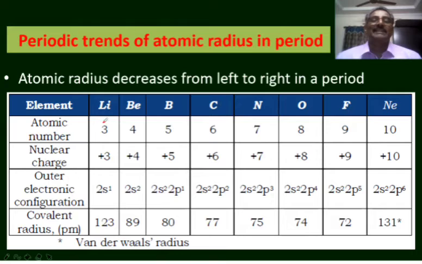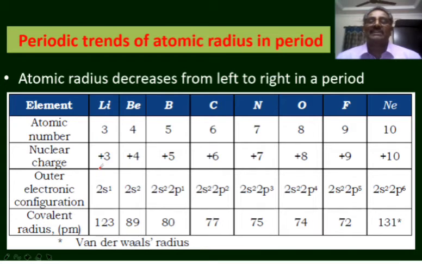Let us see the elements in the second period. Lithium, beryllium, boron, carbon, nitrogen, oxygen, fluorine and neon are the elements in the second period. Their atomic numbers are 3, 4, 5, 6, 7, 8, 9, 10. There is a variation of 1 in atomic number.